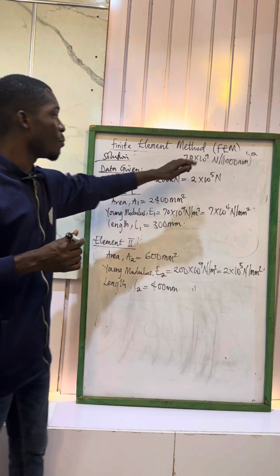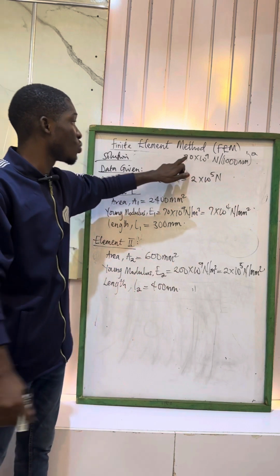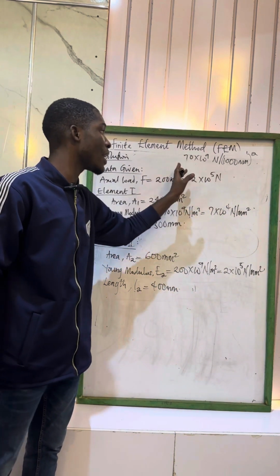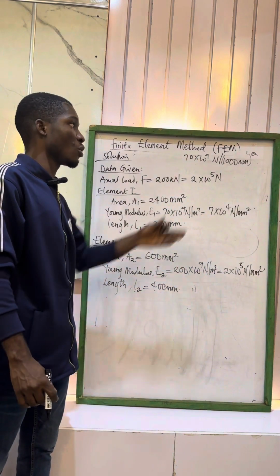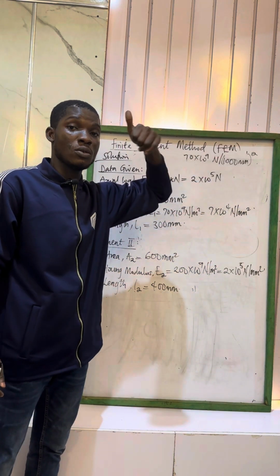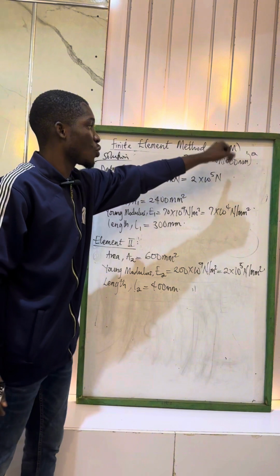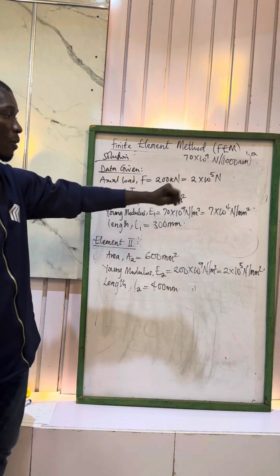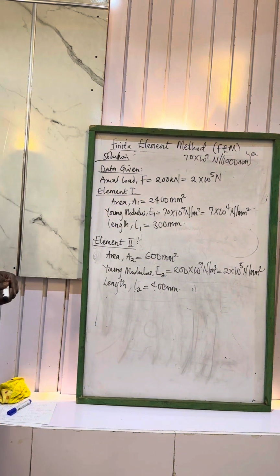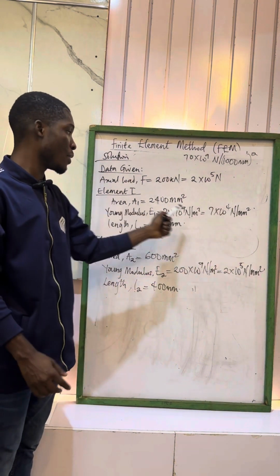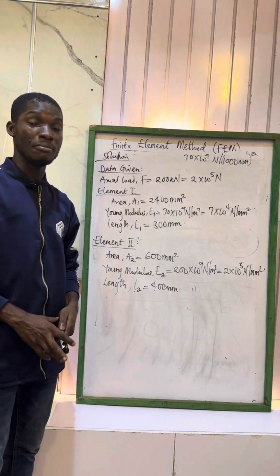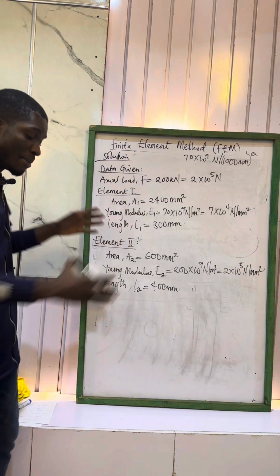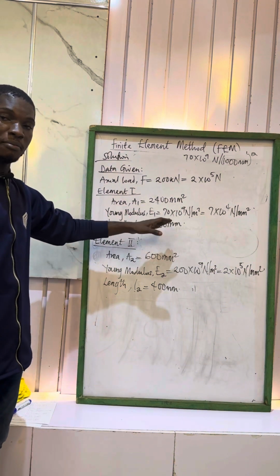I don't know if you get that, but just do this computation and you'll be able to get this. You can use your calculator to get it. Just divide by 1,000 squared, because 1,000 millimeter is 1 meter. If you square it and divide by the square of that 1,000, you get 7 times 10 power 4 Newton per millimeter squared. Why am I taking this back to millimeter squared? Because I have my area in millimeter squared. So the length we have been given for element 1 is 300 millimeter.